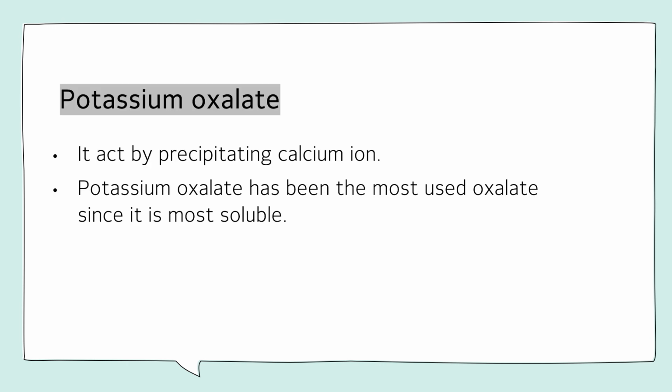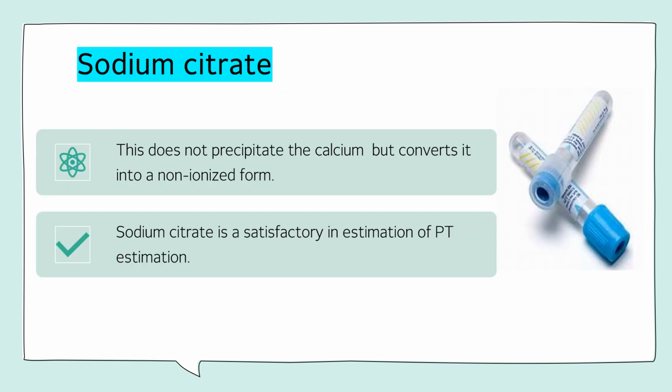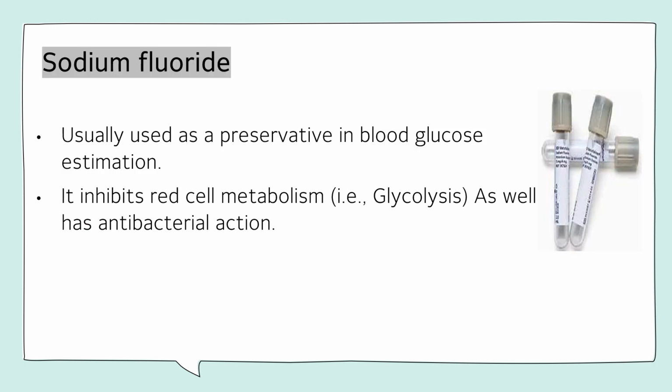Potassium oxalate acts by precipitating calcium ion. Potassium oxalate has been the most used oxalate since it is the most soluble. Sodium citrate does not precipitate the calcium but converts it into a non-ionized form. Sodium citrate is satisfactory for prothrombin estimation. Sodium fluoride is usually used as a preservative in blood glucose estimation. It inhibits red cell metabolism as well as having antibacterial action.